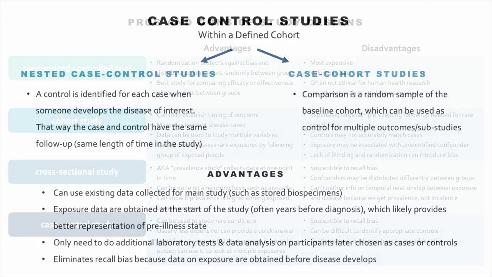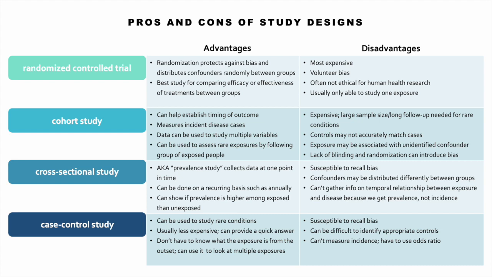in the big study. This slide provides an overview of some of the advantages and disadvantages of each study design commonly used in epidemiology. Randomized controlled trials protect against bias and confounding, and it's the best type of study for comparing efficacy or effectiveness of treatments between groups, but it's also the most expensive and can be affected by volunteer bias. People who willingly participate in a randomized controlled trial are often different from people who won't. And depending on the research topic, it's often not ethical for human health research to randomize people into different groups, which is why we rely on observational studies so much.